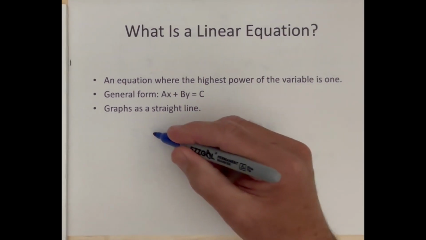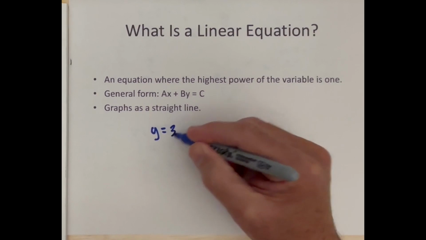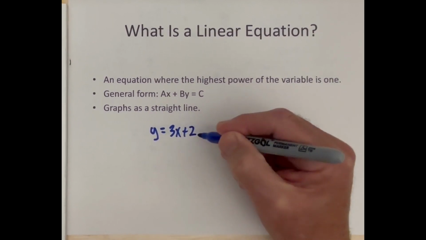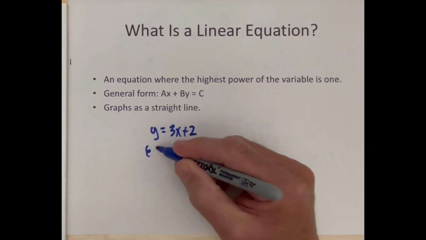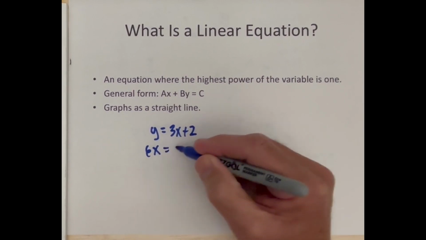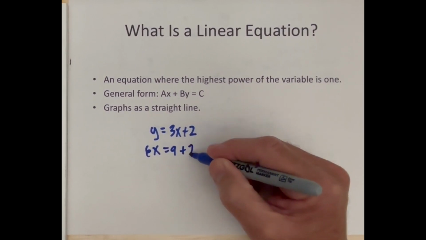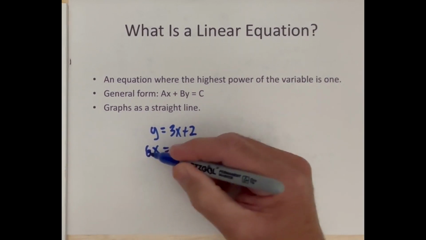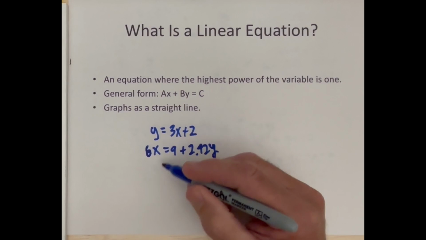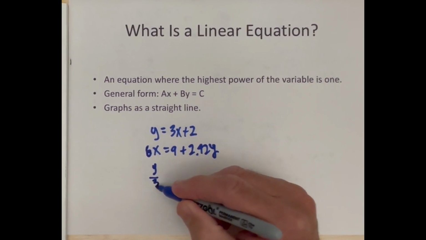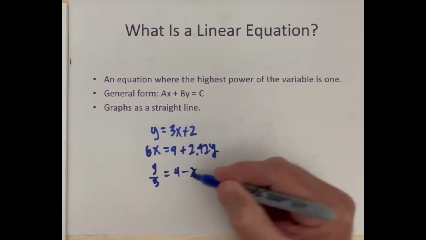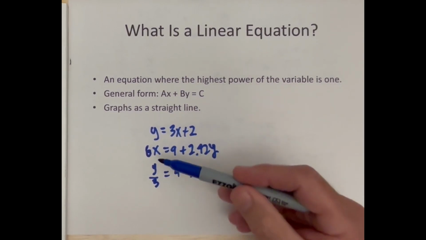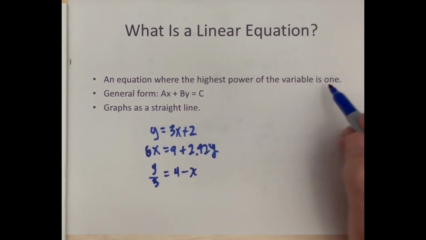First, we have the simple y is equal to 3x plus 2, and then we have 6x equal 9 plus 2.42 times y, and then y over 3 is equal to 4 minus x. In this case, x is your variable. It is the first power.